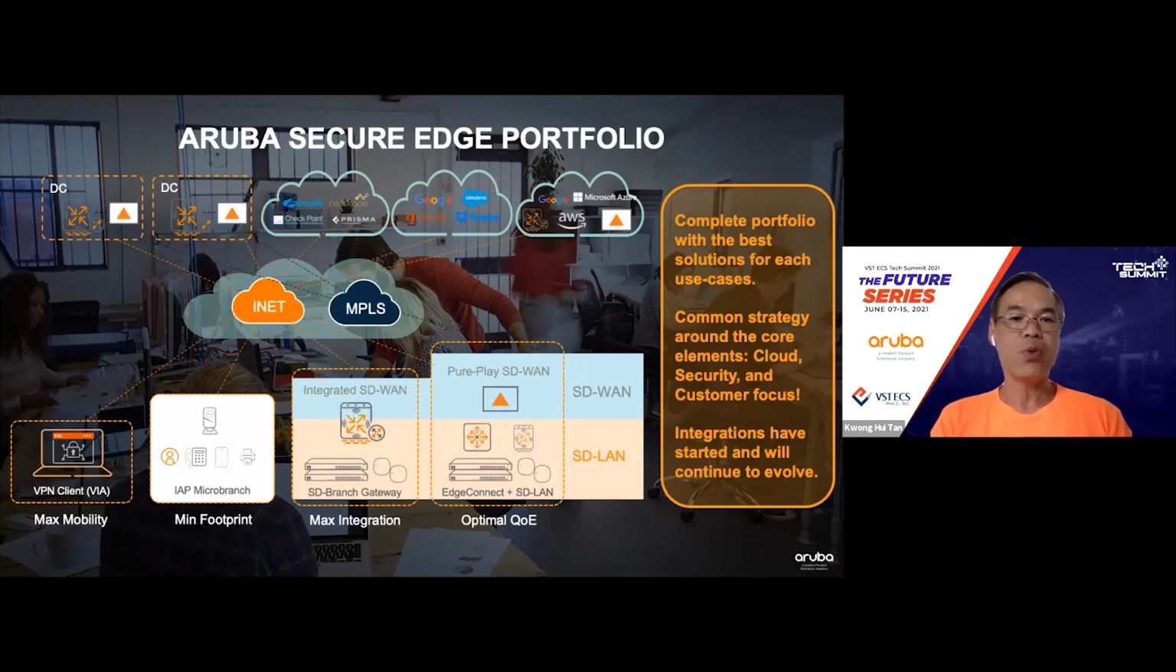So this slide shows you a complete portfolio of Aruba Secure Edge that our partners in the Philippines can sell to your customers, whether it is a single site connectivity, multi-sites, or even hundreds or thousands of sites. We have the full portfolio, the complete portfolio with the best solution for each use case. Obviously, the proposal for many of our partners here is to go with Aruba SD branch for best of breed technology and for you to manage Aruba solutions through Aruba Central.